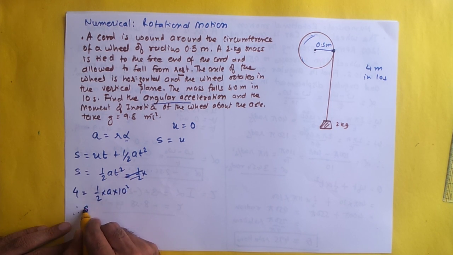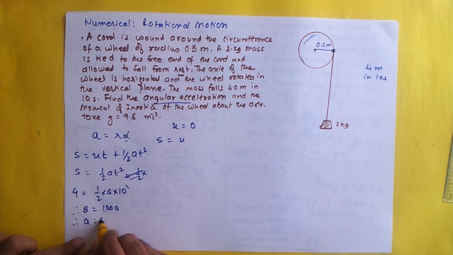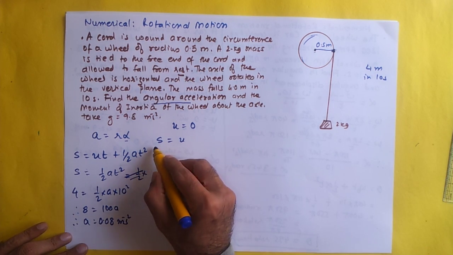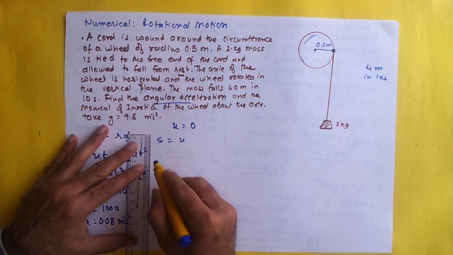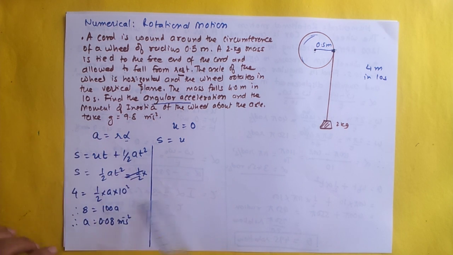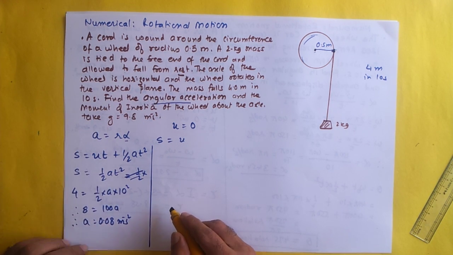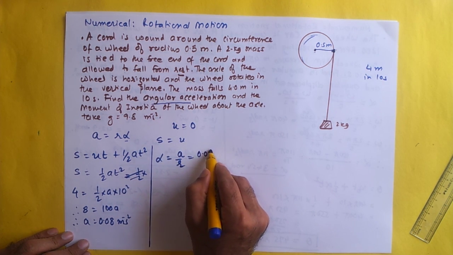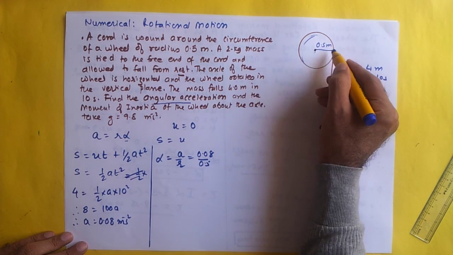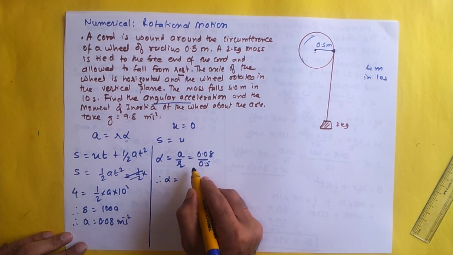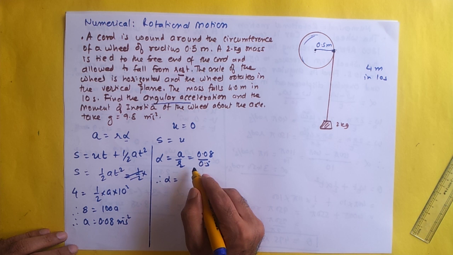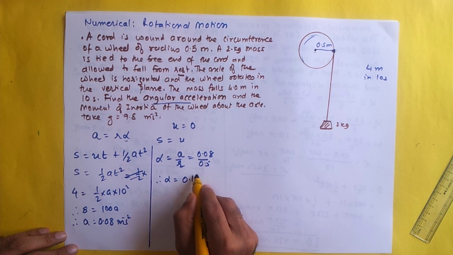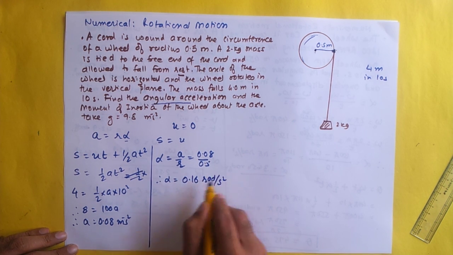So I will get 8 is equal to 100 a, therefore a will be 0.08 meter per second square. I have got acceleration as 0.08 meters per second square, and then alpha is equal to a upon R, 0.08 upon 0.5. R is the radius of the wheel. Therefore, alpha is equal to 0.08 upon 0.5, and that would give me 0.16 radians per second square.